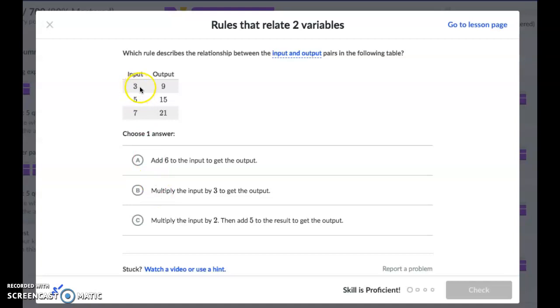Multiply the input by 3 to get the output. 3 times 3 is 9. 5 times 3 is 15. 7 times 3 is 21. So B is my choice. Just to double check, C says multiply the input by 2, then add 5. So 3 times 2 would be 6, and then adding 5 is not going to give you 9.